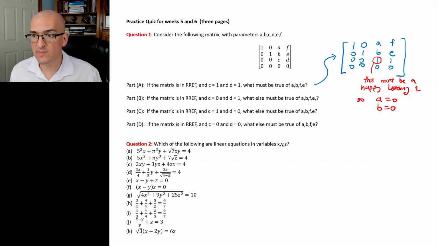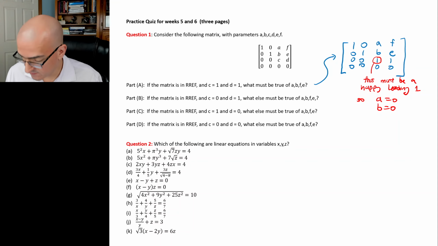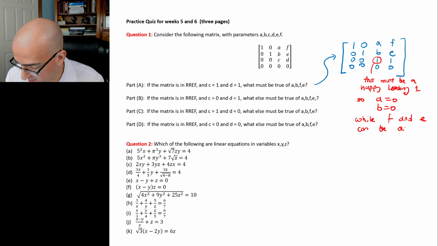How about E and F? Well, there's no leading 1 in the fourth column. That one that's there is not a leading 1. So F and E can be anything.